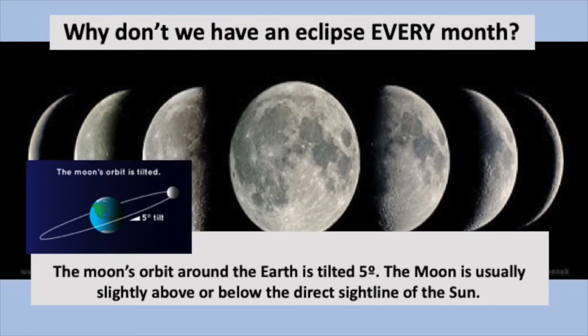So why don't we have an eclipse every month? Well, simply the moon's orbit is tilted. So even though we draw it in this nice, pretty straight line, that's not how it actually occurs. So when it does actually line up in a straight line, we get an eclipse. But the moon's orbit wobbles, and it's at a 5-degree tilt. So the moon is usually slightly above or below the direct sight line of the sun.